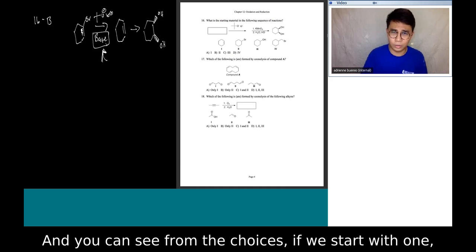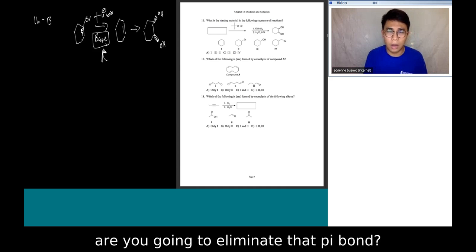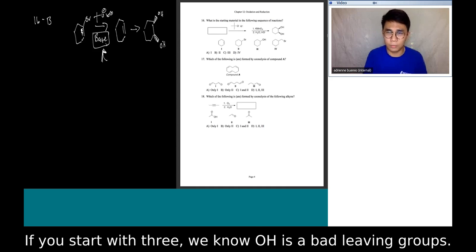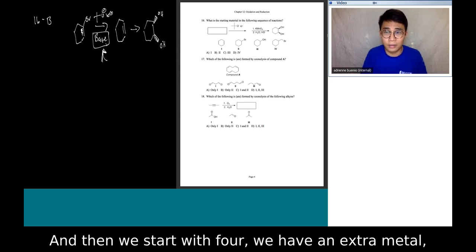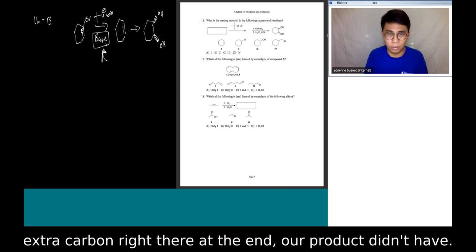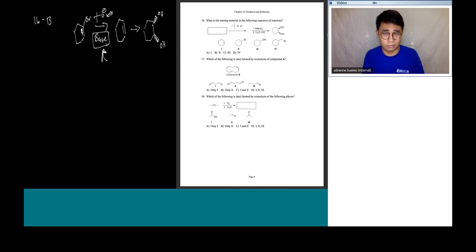What is it trying to make, right? And you can see from the choices, if we start with 1, how are you going to eliminate that pi bond, right? If you start with 3, we know OH is a bad leaving group, so that's not going to leave. And then if we start with 4, we have an extra methyl, extra carbon right there at the end, which our product didn't have, right? So, yeah.